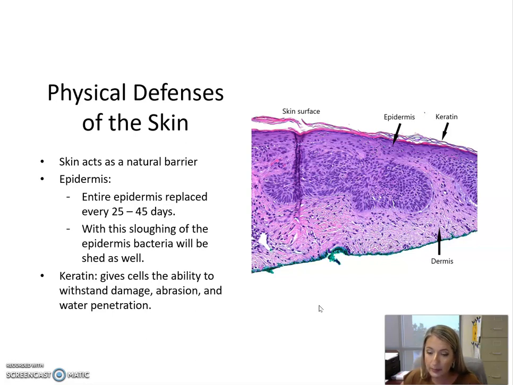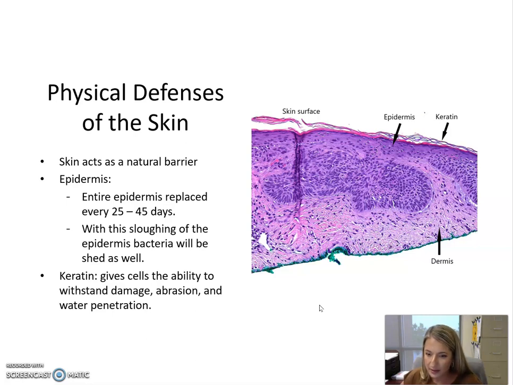Obviously, if there's any type of break in the skin from a cut or a burn, then the skin is no longer intact and it makes it quite easy for a microbe to get in and cause an infection. But most microorganisms are not able to cause an infection if they're just on the skin. If they get in the skin, that's a different case. But if they're just on the skin, they're not able to cause an infection.